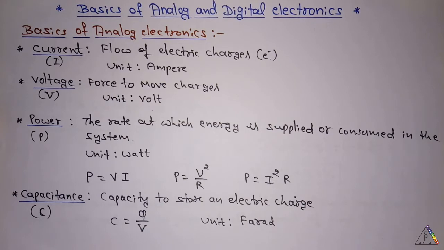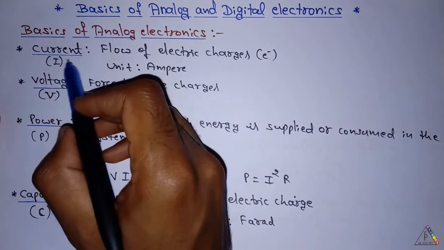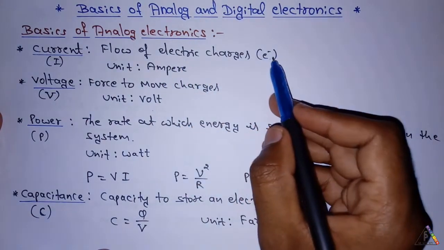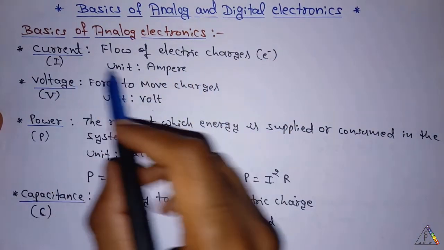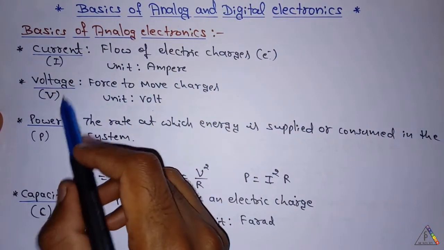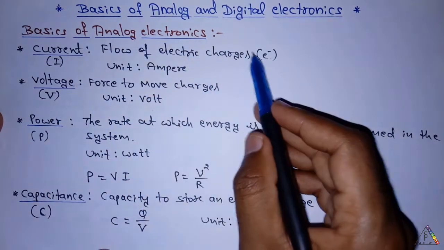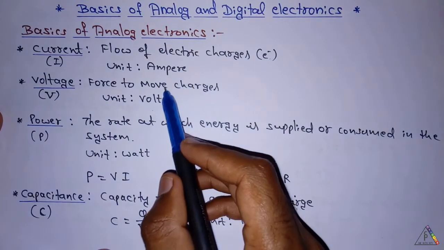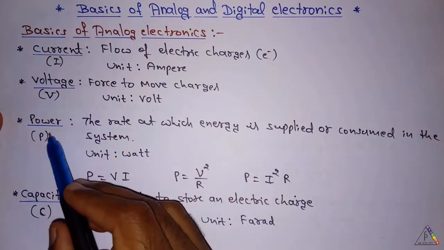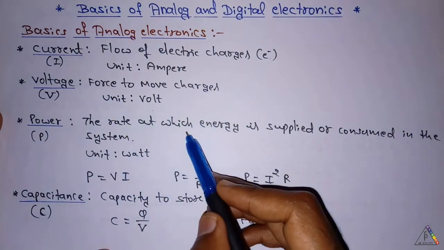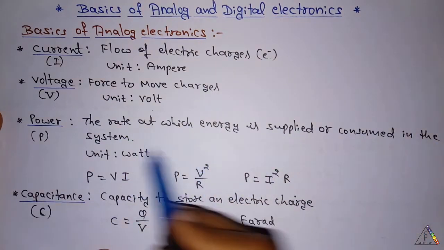First we will see the basics of analog electronics. Current, represented by capital I, tells the flow of electric charges or electrons. The unit of current is ampere. Next is voltage, represented by capital V, which tells the force required to move these electric charges or electrons. The unit of voltage is volt. Next is power, represented by capital P, which tells the rate at which energy is supplied or consumed in the system.